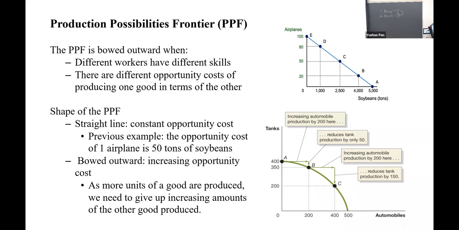You can see the opportunity cost goes up. That's the reason why, if you see a straight line for PPF, it means the opportunity cost doesn't change. If the opportunity cost changes, you will see a bowed outward curve. And in the real world, usually we see the curved PPF. And why will the opportunity cost be different? Just because different workers could have different skills.